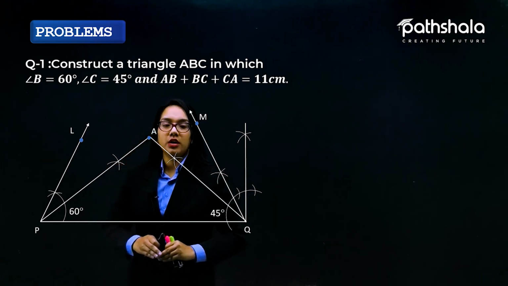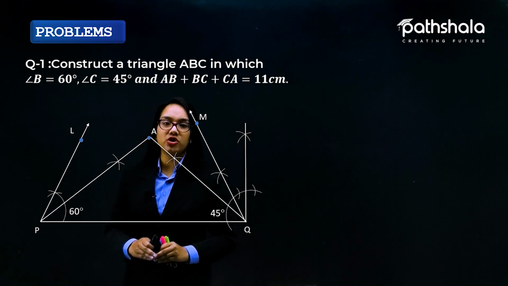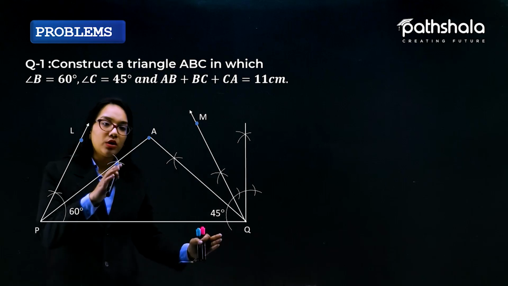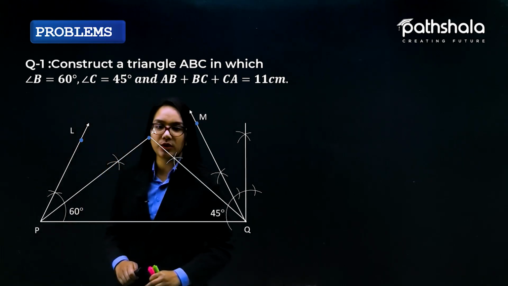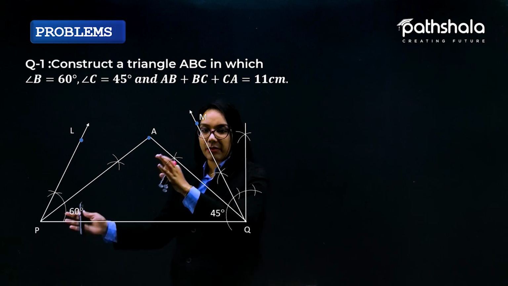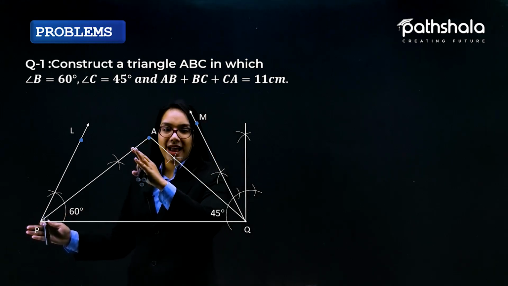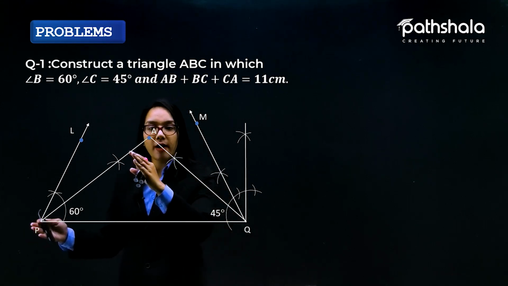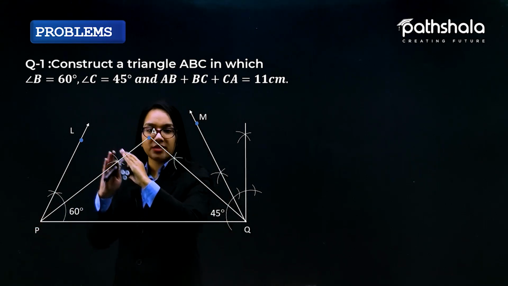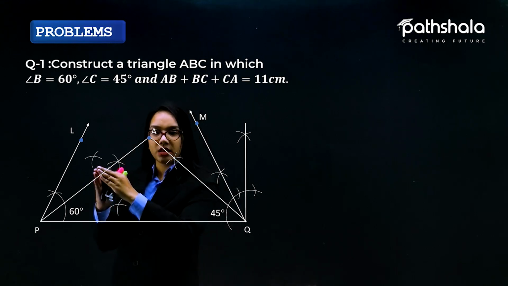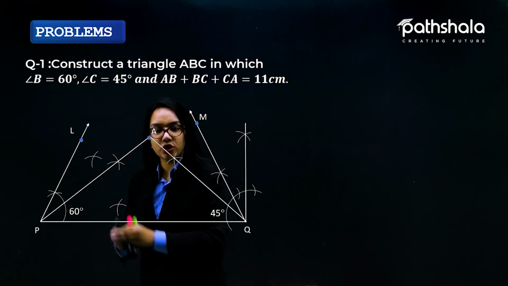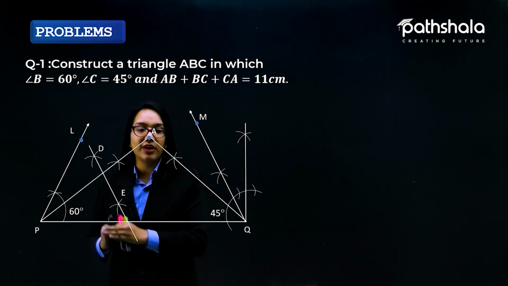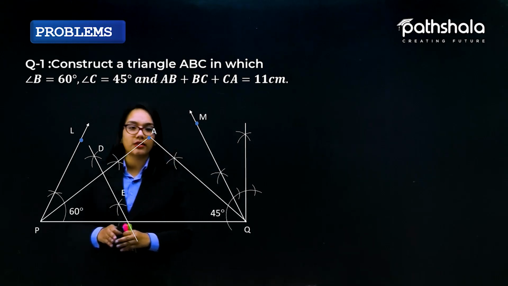Moving on, the next step is to construct the perpendicular bisector of AP and the perpendicular bisector of AQ. Let's start with the perpendicular bisector of AP. Taking P and A as centers, using the compass opened more than half, we mark arcs above as well as below. I join these two arcs and call the points D and E. This is the perpendicular bisector of AP.